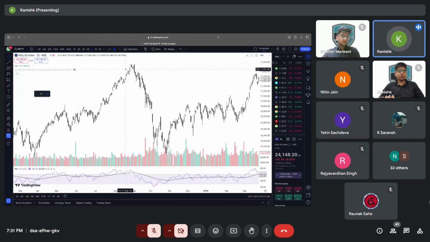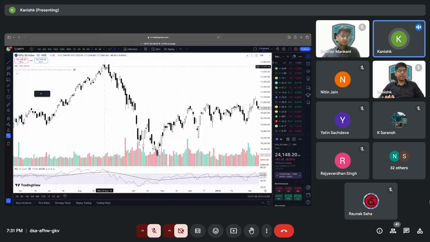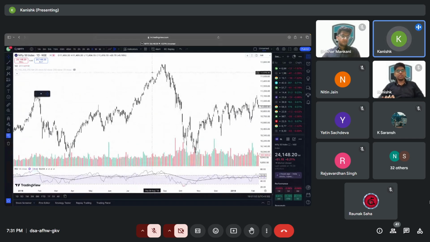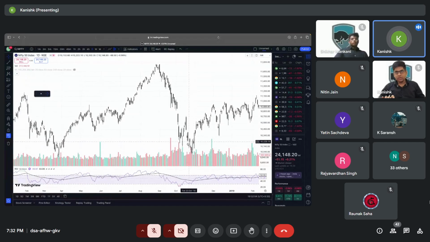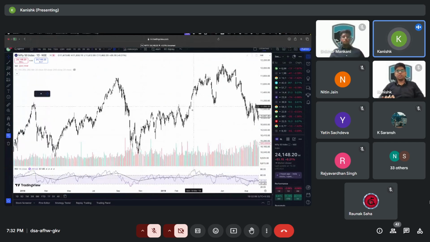Let's find, see this one also. This is also a kind of hammer that is formed after an uptrend. That's the hanging man. And see the downfall after this. And see the same thing, a hammer has formed here, and another hammer here. And this is also a morning star kind of pattern which propelled the rally further.